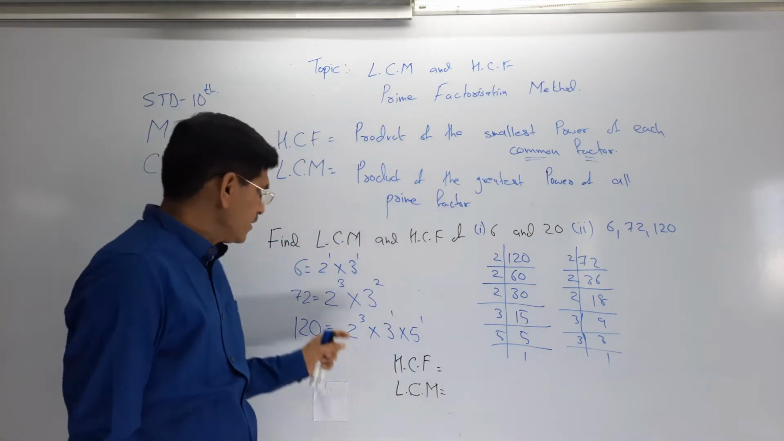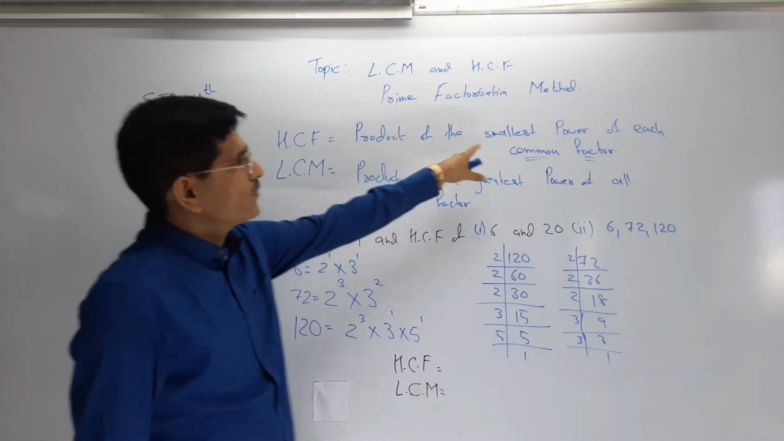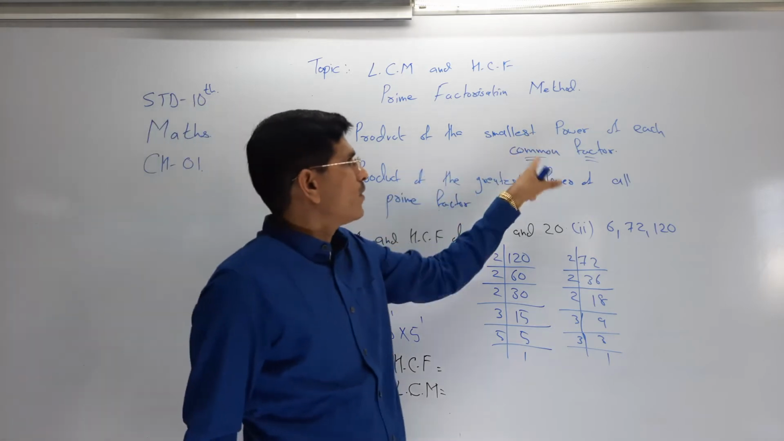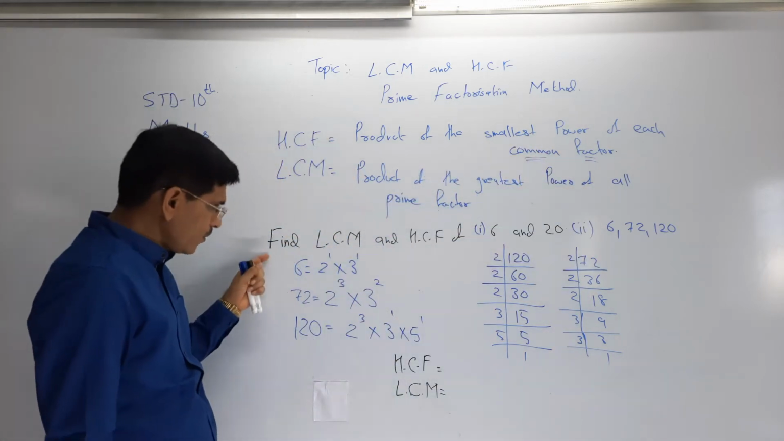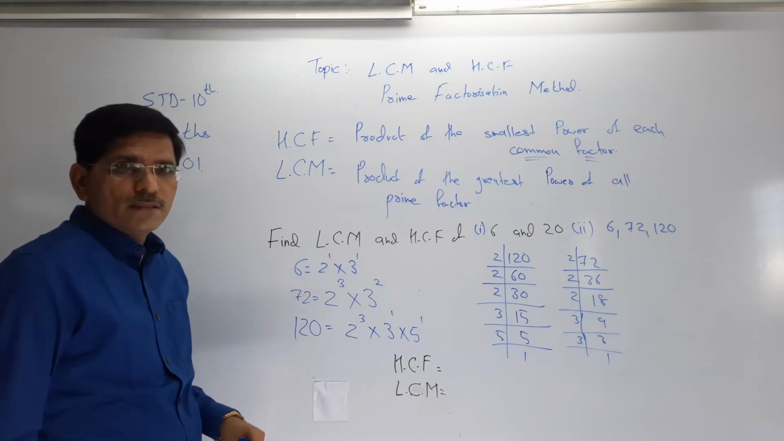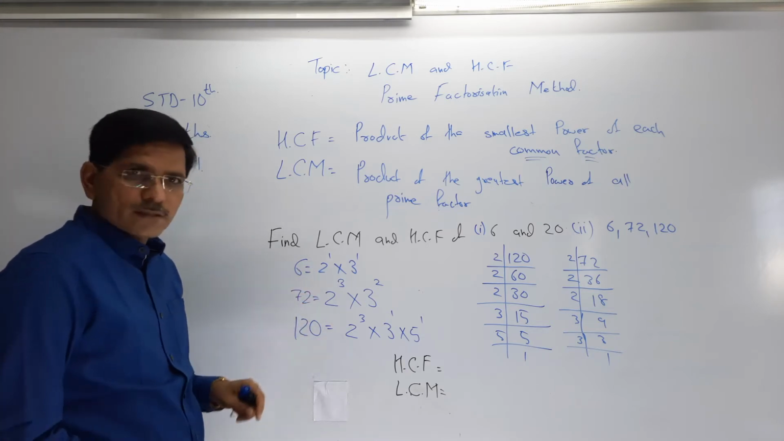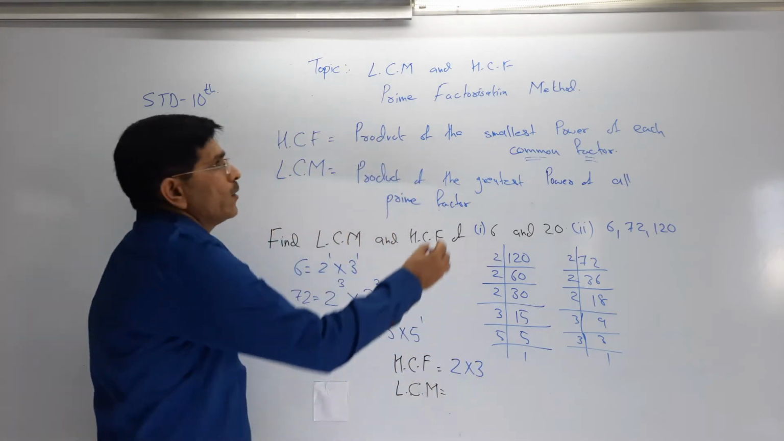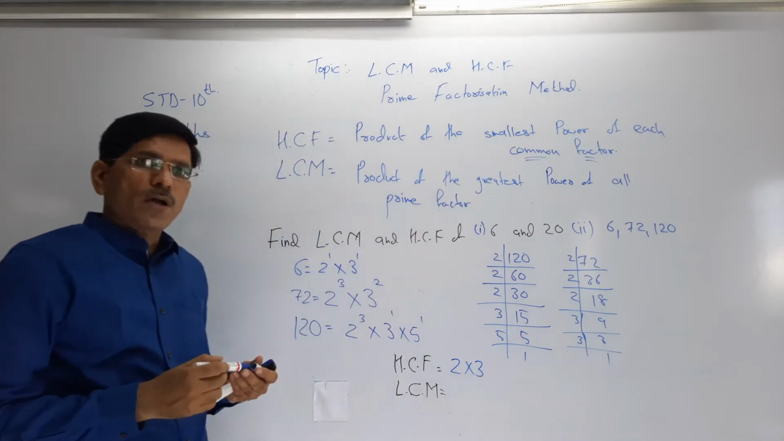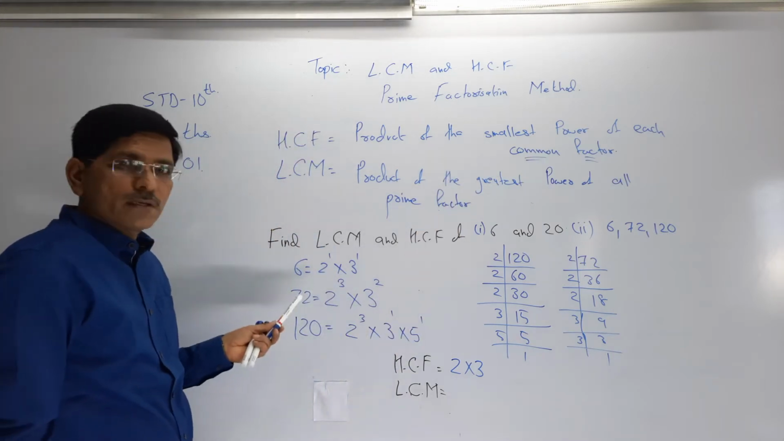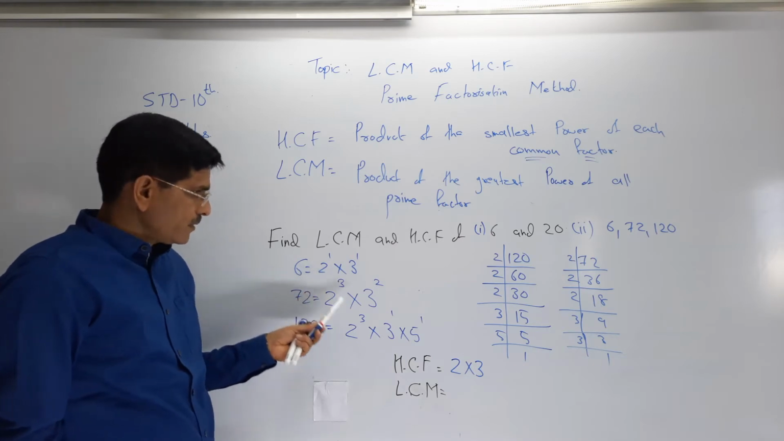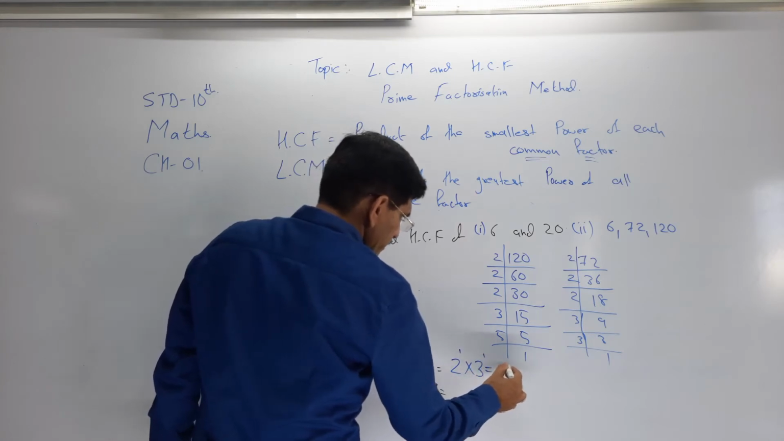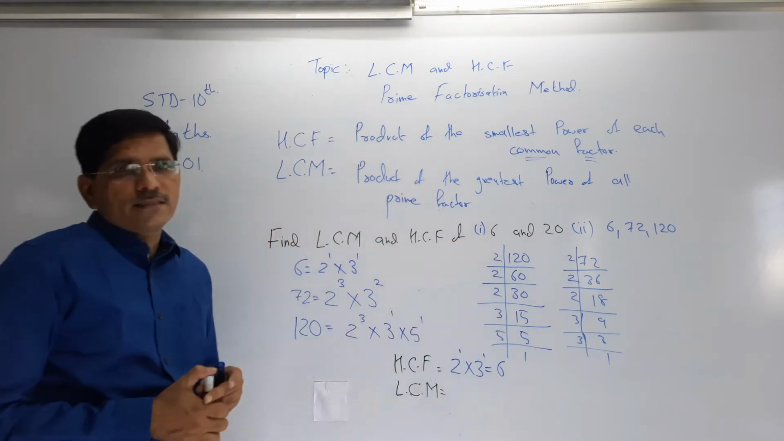For HCF, first, take the product of the smallest power of each common factor. What is the common factor between these? 2 and 3, so I have to write 2 and 3. Now the smallest power: 2 to the power 1 and 3 to the power 1. So the answer is 6.